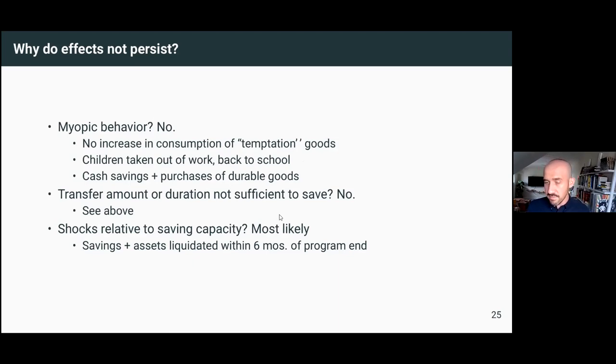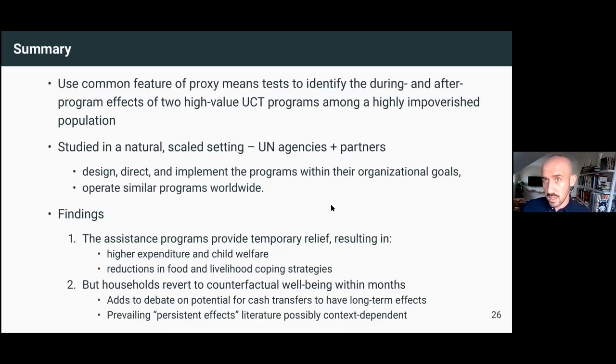So what is left for us is really the shocks that they receive after, which makes the program effects disappear once the cycle is over.